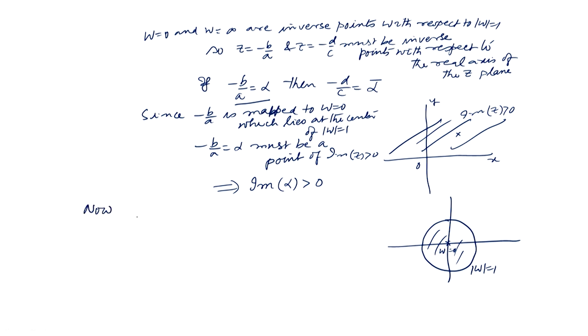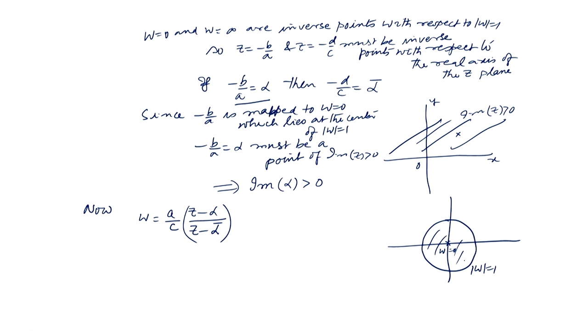Okay. So, now we can write W equal to A by C into (Z plus B by A) divided by (Z plus D by C), where Z plus B by A means Z minus alpha, and Z plus D by C means Z minus alpha conjugate. So, our transformation now transforms to W equal to A by C into (Z minus alpha) over (Z minus alpha conjugate).